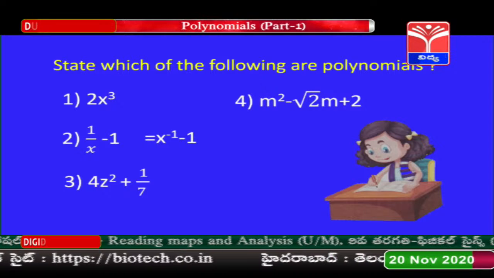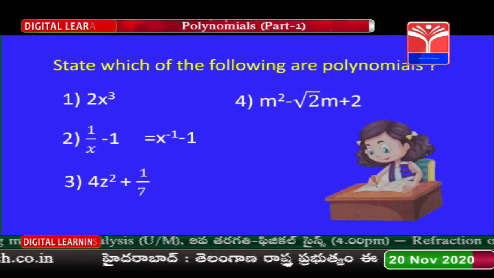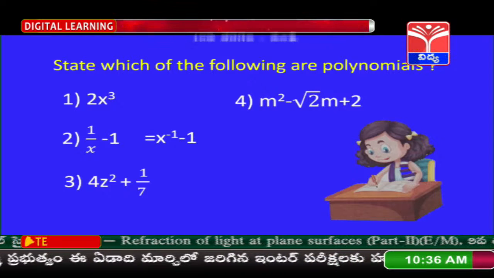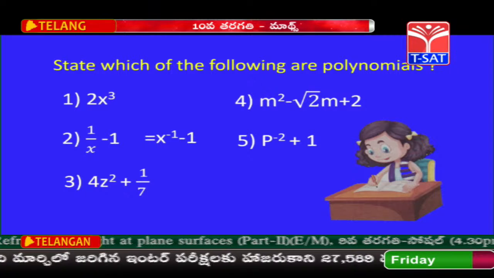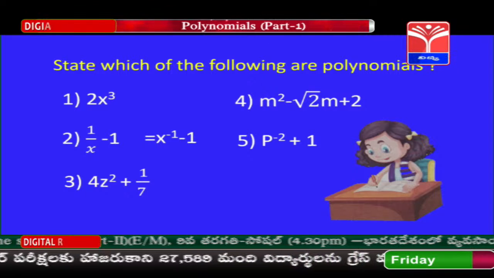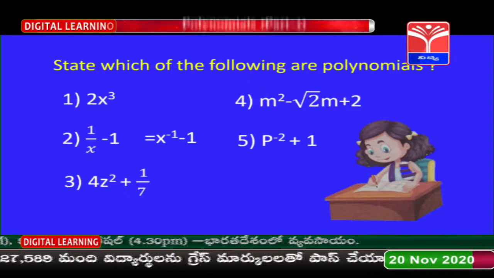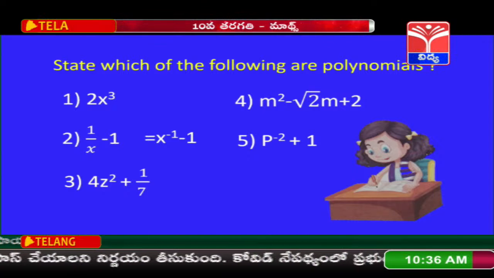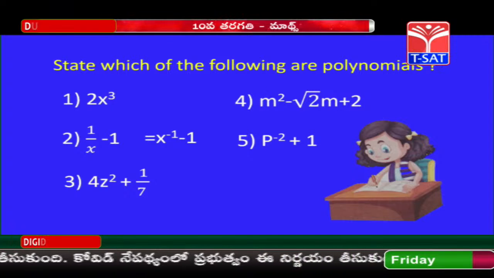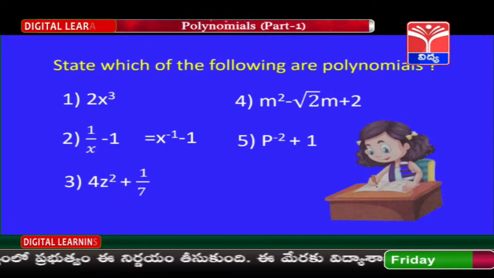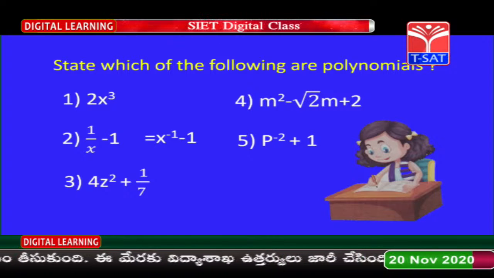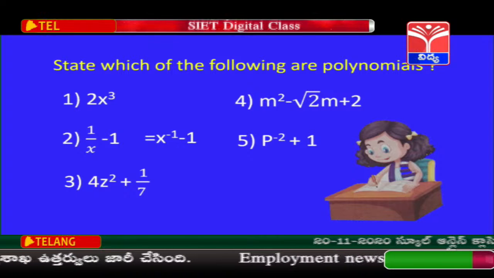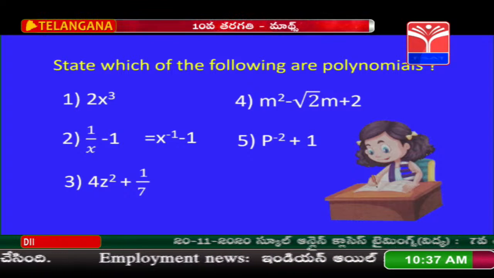Coefficients can be any real number, but the exponent of the variable should be a whole number. So try to write which are polynomials and which are not a polynomial. Here the fifth one, p to the power of minus 2 plus 1. Is this a polynomial? Obviously it is not a polynomial, since the variable p has the exponent minus 2. As it is negative, it is not a polynomial. So hence you might have understood what polynomials are.